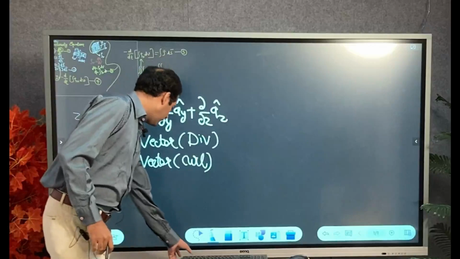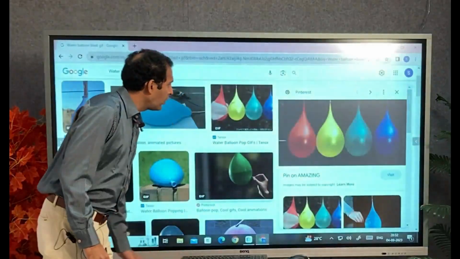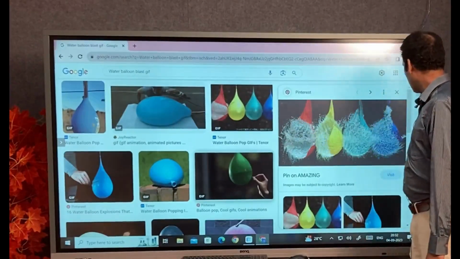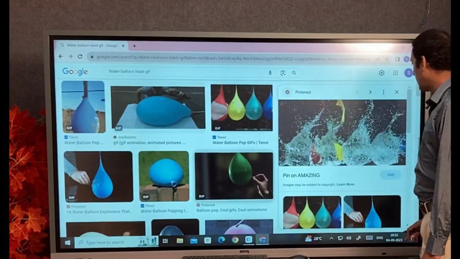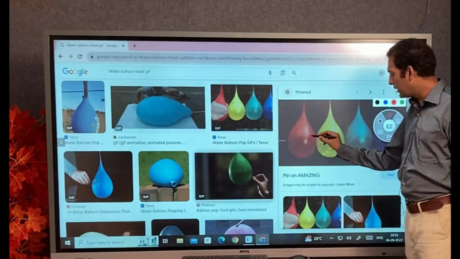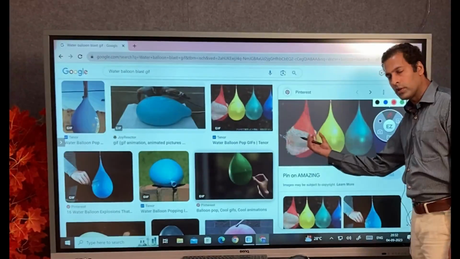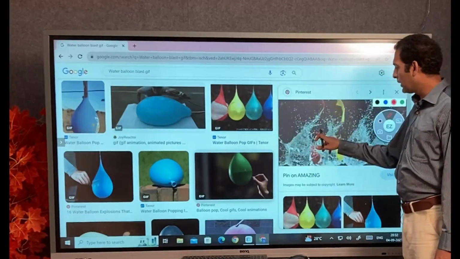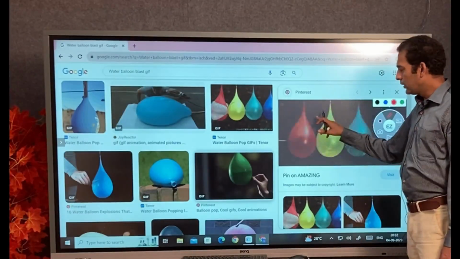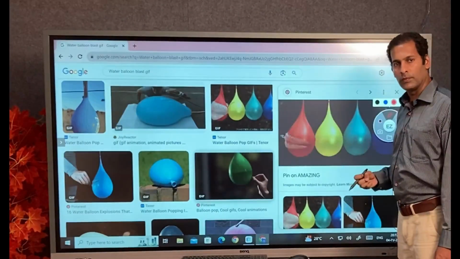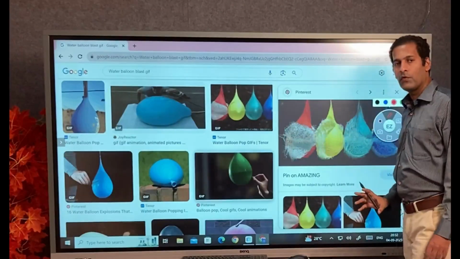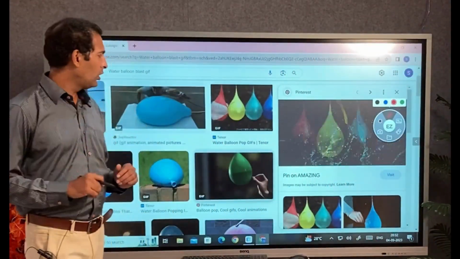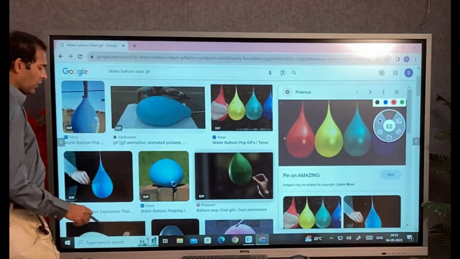Now for example, if we see an example of a water filled balloon, we can see some water filled balloon GIF. If someone punctures it, what is happening? The water flow is going outward in all directions, and the volume of this balloon is shrinking toward zero. So this is one example of divergence: the forces going all around outside and the volume shrinking towards zero.